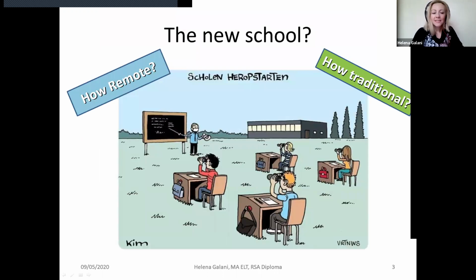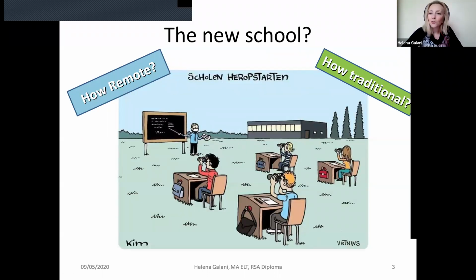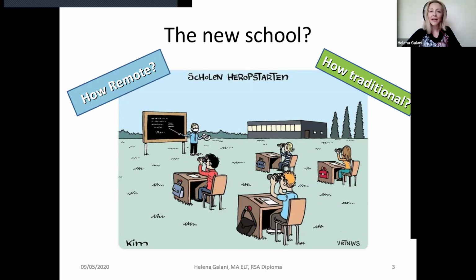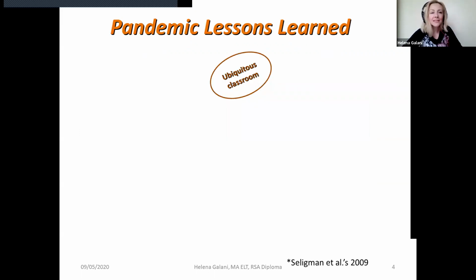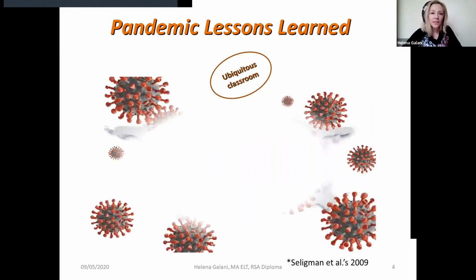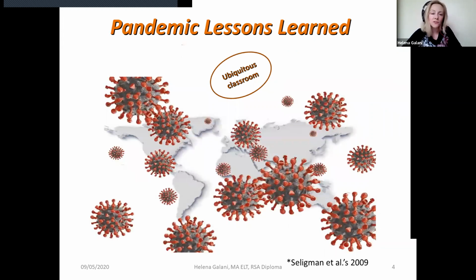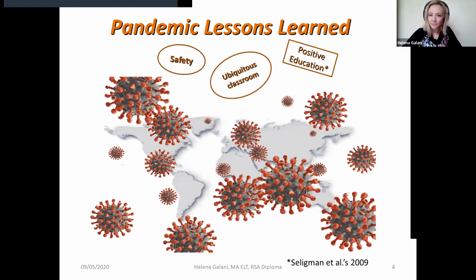We seem to be facing a new reality nowadays about the new school. What's it going to look like? How traditional is it going to be? And how remote? Is it going to look like this? What has the pandemic taught us? Well, obviously, there is need for a ubiquitous classroom because our focus and priority is safety for our students, whatever their age may be. And the second priority is positive education.